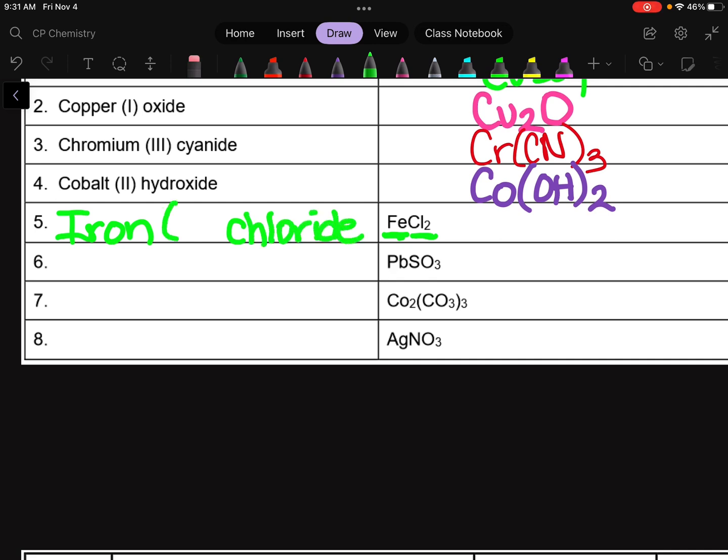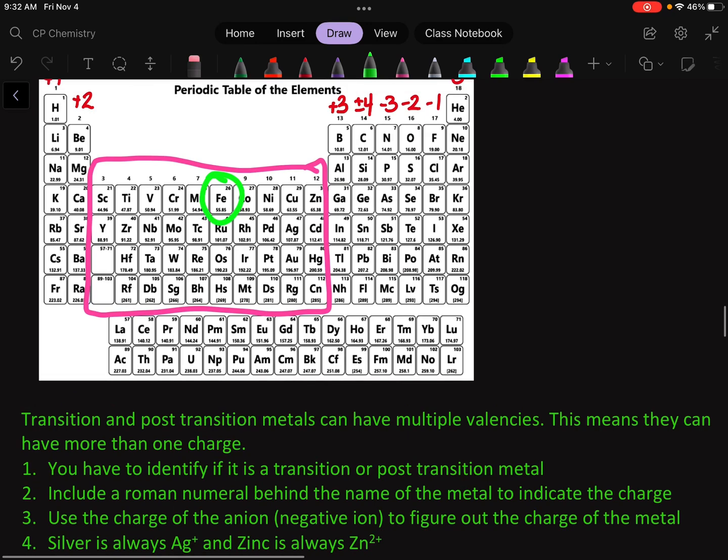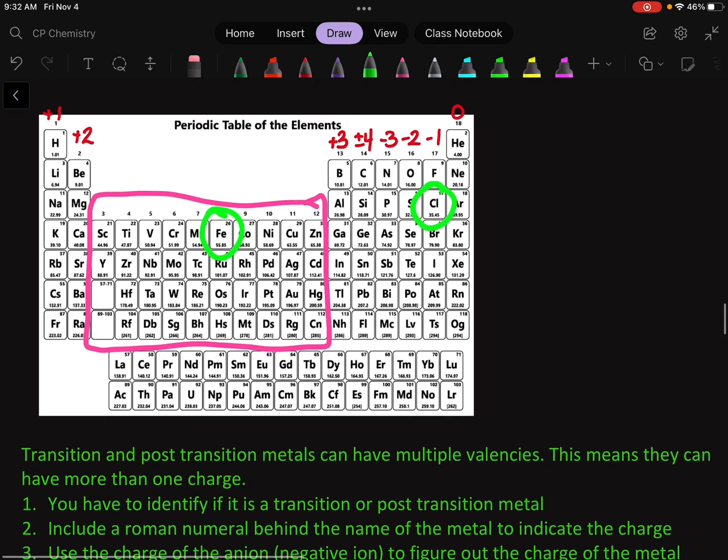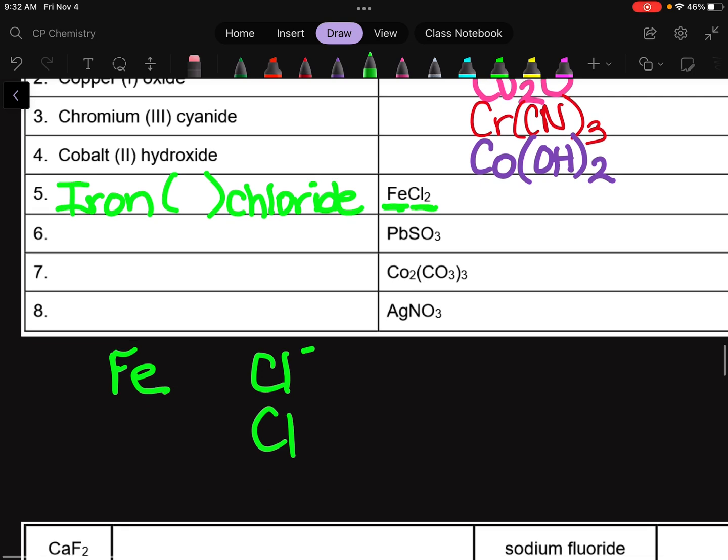Okay, but we have to figure out what goes in parentheses behind iron. To do that, looking at the formula, there is only one Fe, but there are two chlorine ions. Chlorine on the periodic table is in group 17, which we know anything in group 17 has a -1 charge. So each of those chlorines has a -1 charge for a total of -2. The iron has to cancel out the -2, so one iron would have to be +2. So you would put Roman numeral 2 in parentheses behind iron.